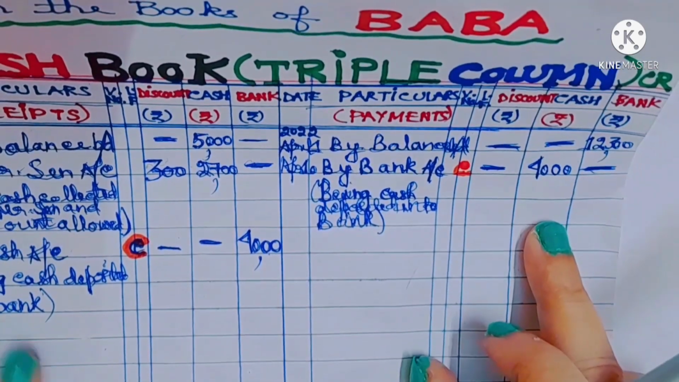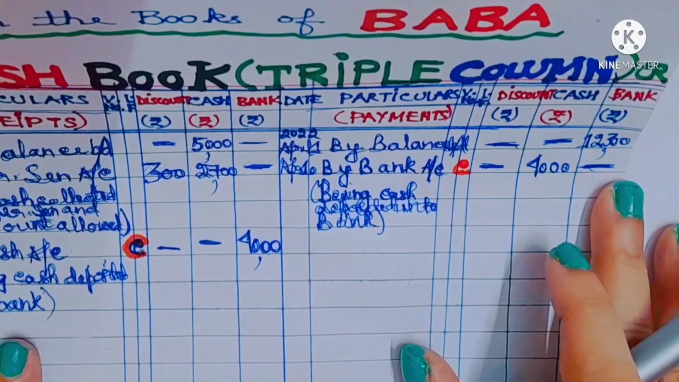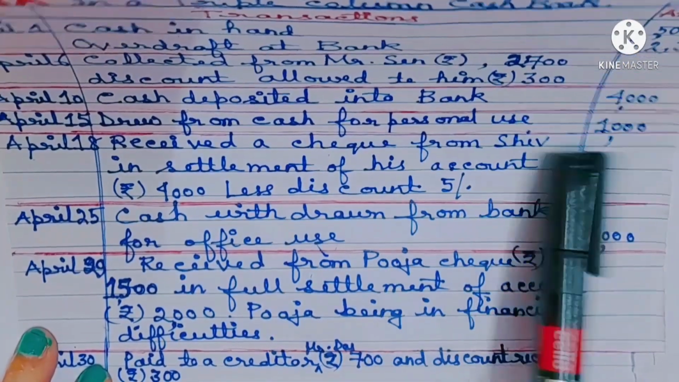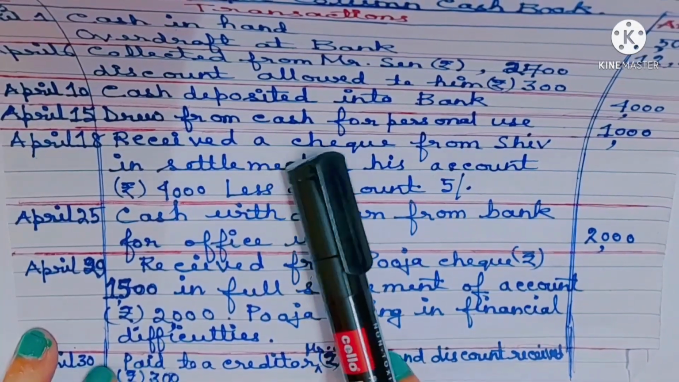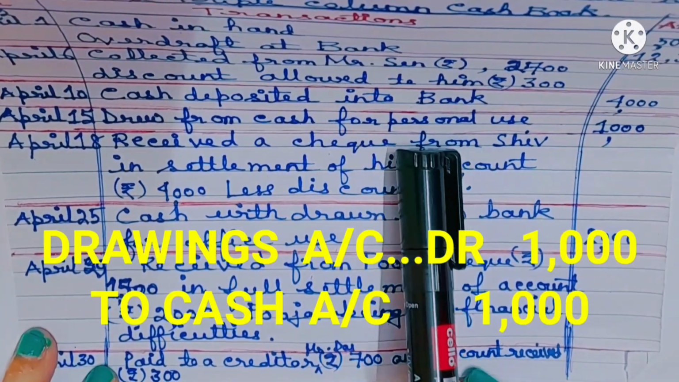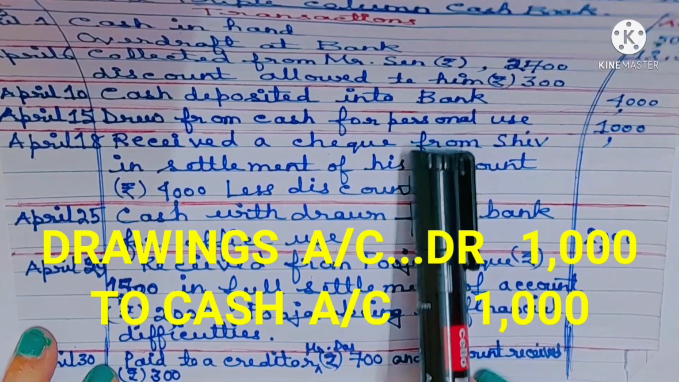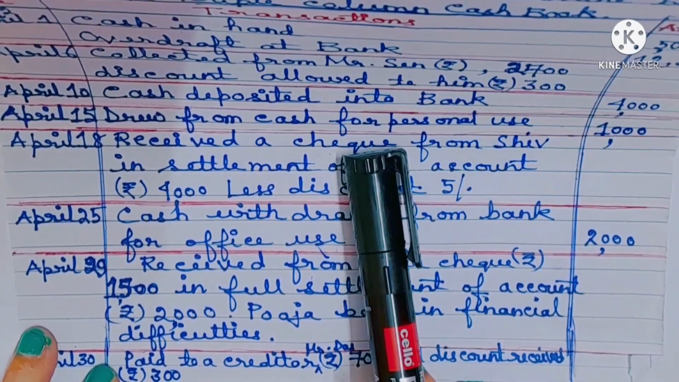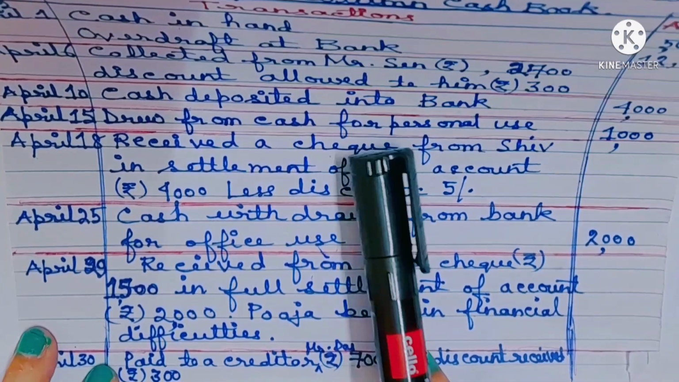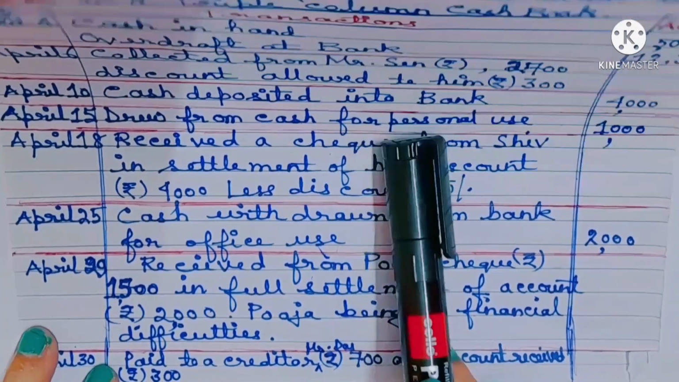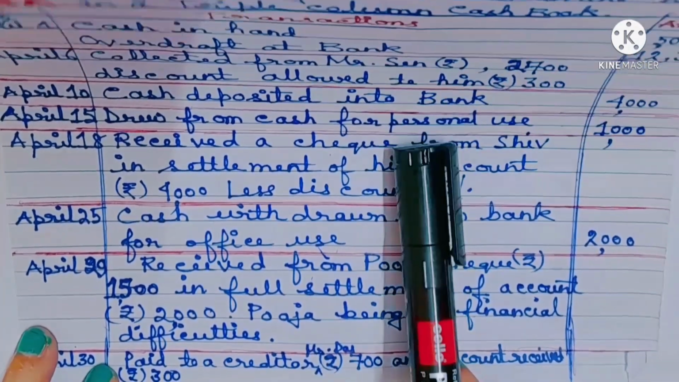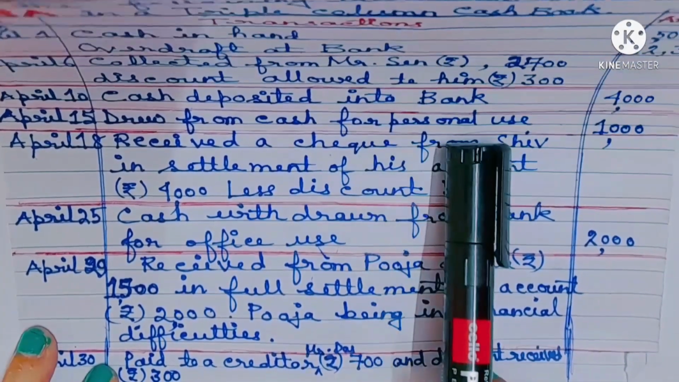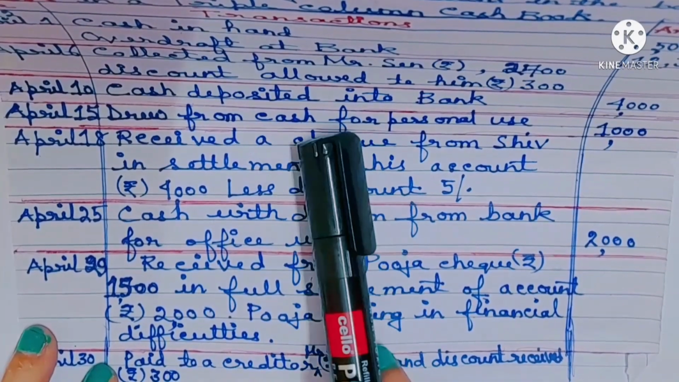Okay. Now, let's see the next transaction. On 15th April, drew from cash for personal use, 1000. So, what will be the journal entry? Drawings account debit to cash account. Okay? Why drawings account debit? Because any personal expenses of the proprietor will be termed as drawings. Okay? So, drawings account debit to cash account since cash is mentioned.